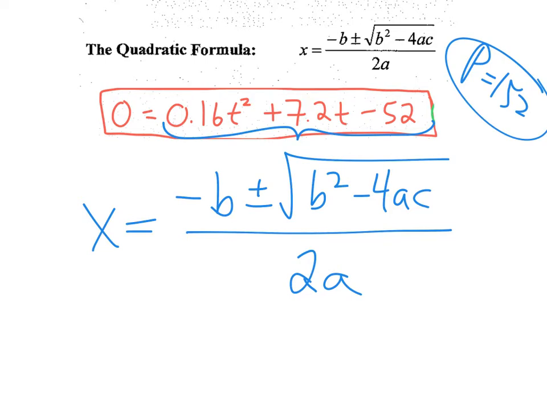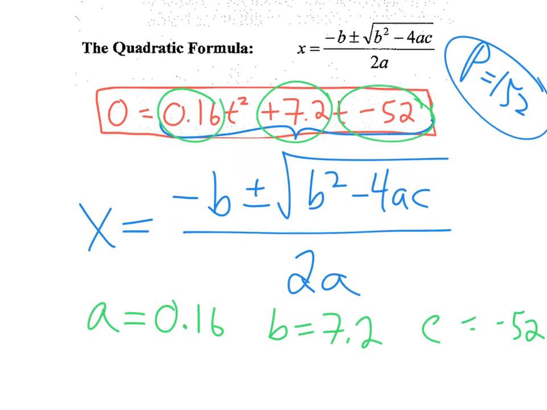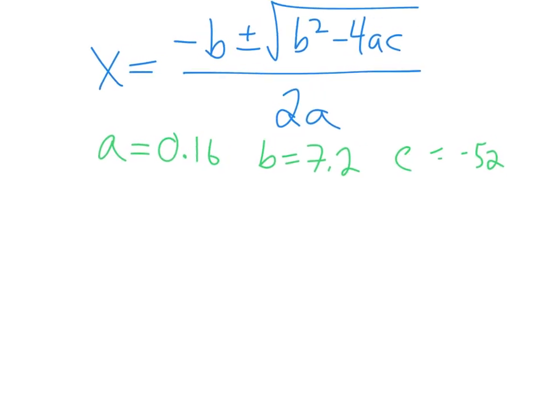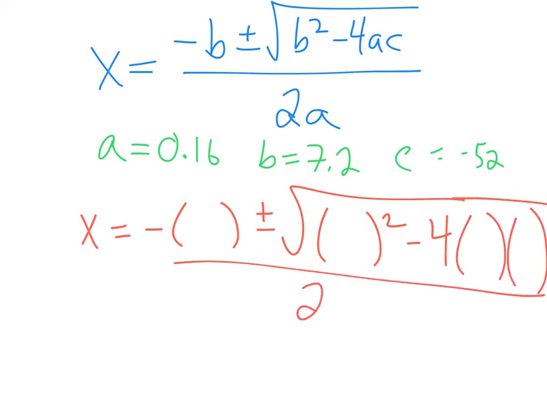So we need to identify a, b, and c. So a is 0.16, b is positive 7.2, and c is negative 52. So we take those values and we substitute them into the quadratic formula. So x equals negative b. I'm going to leave brackets for now, and then I'll show you how they get subbed in. The square root of b squared minus 4 times a times c all over 2a.